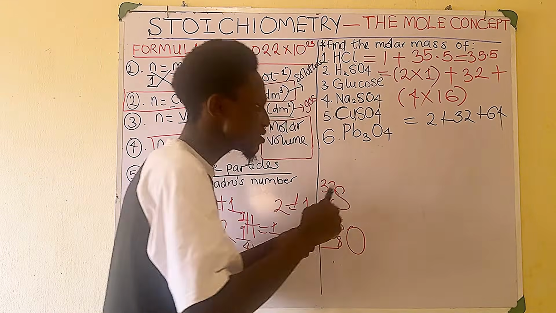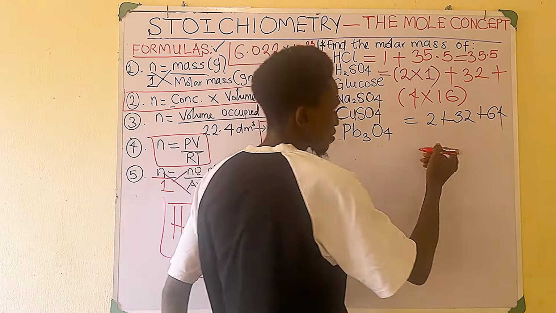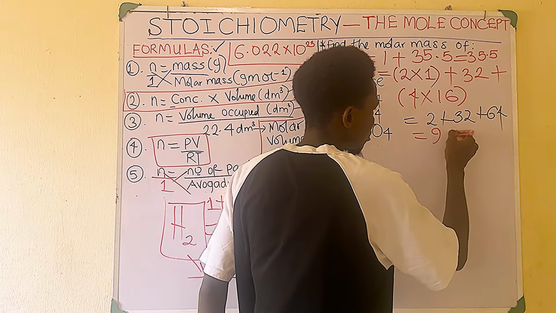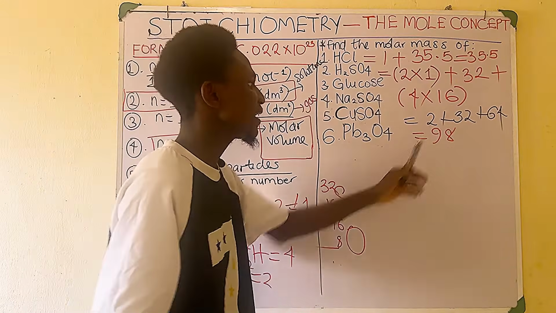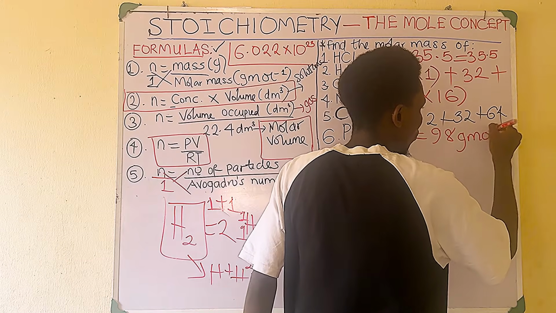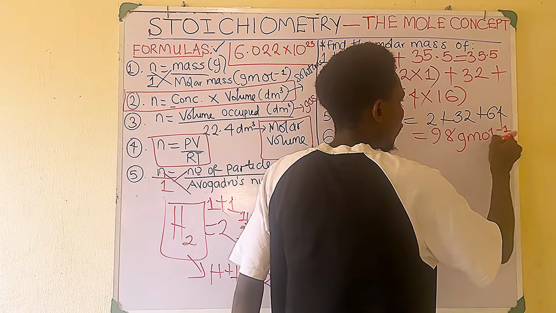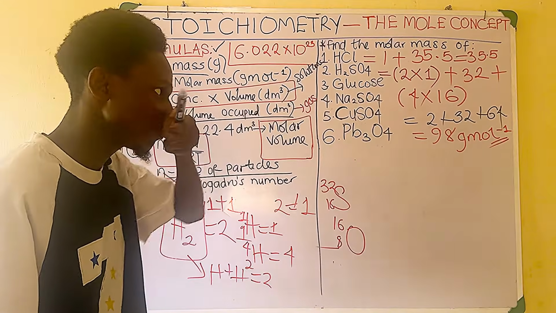From there now, if you add up everything using your calculator, 2 plus 32 should give you 34. 34 plus 64 should give you 98. It means that our molar mass is 98. And remember the unit for molar mass? Gram per mole. So for question 2 now, the molar mass is 98 gram per mole.